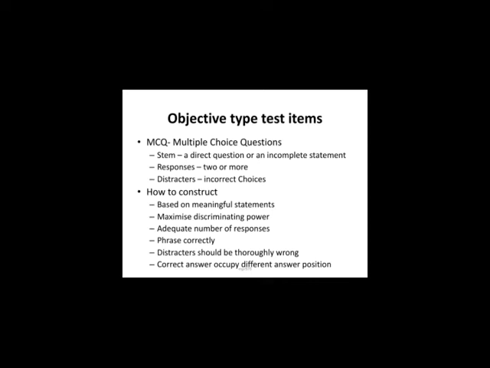Correct answers should occupy different answer positions. If we have 10 objective type MCQ items in a test paper, the distribution of the position of the correct answer should be different, and it should not be guessable very easily. That is, all the answers should not have the correct response at option B or option C. If the options are A, B, C, D or E, it should be equally distributed across the items.